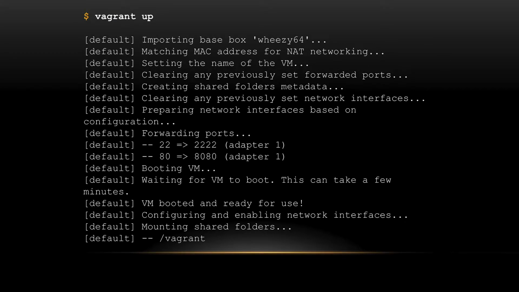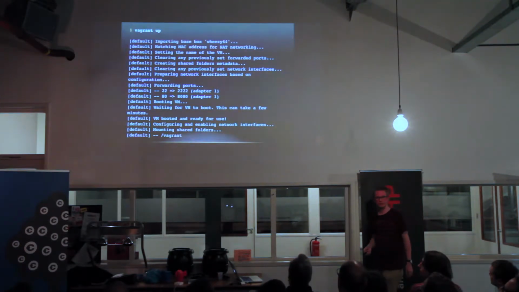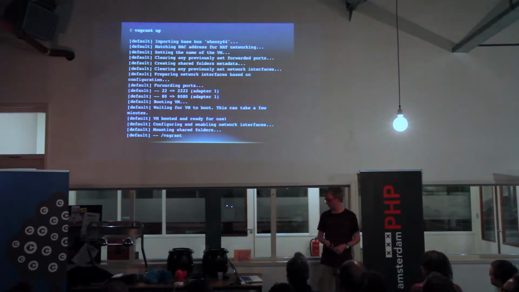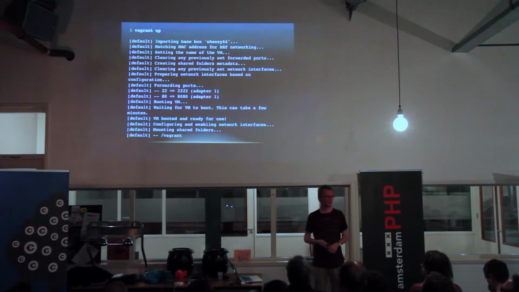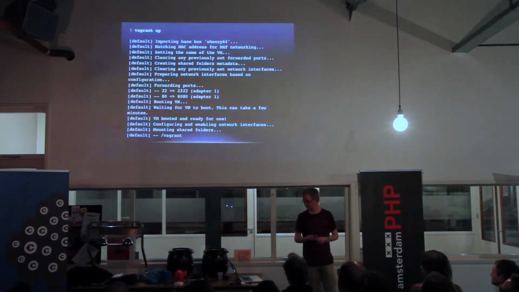And this is the next part. Next part just tells us what it does. It sets some networking stuff. It forwards the ports we asked for. We boot the VM. And finally, it mounts the shared folder. And that's it. Now there's a virtual machine, which you can use for the development and for the running of your application without needing your own computer, really.